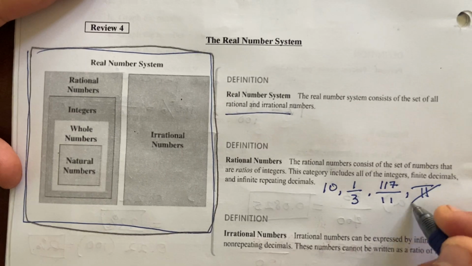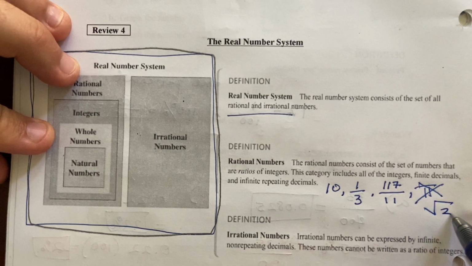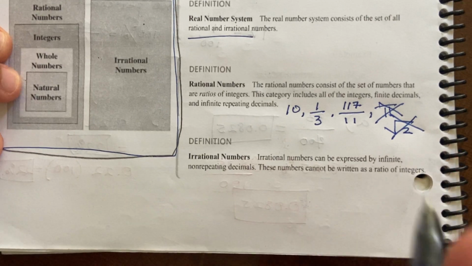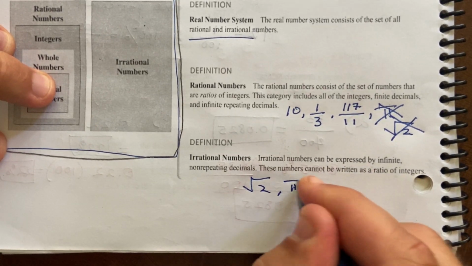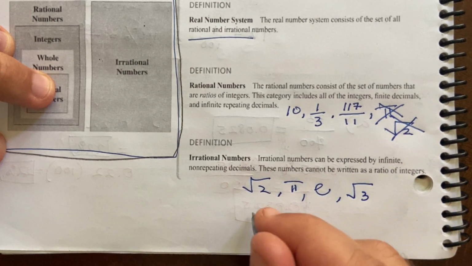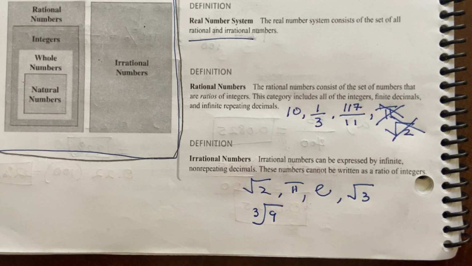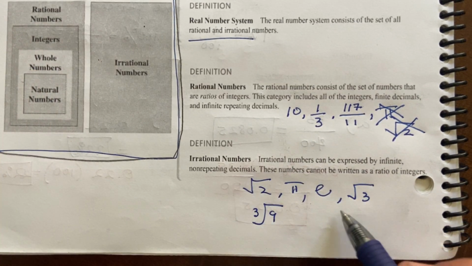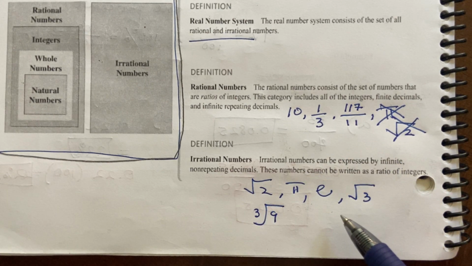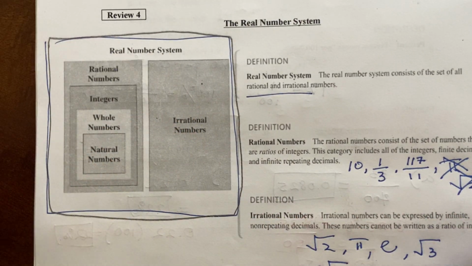Pi is not. That special number pi is not a rational number. Root 2 is not rational. So those types of numbers, root 2, pi, Euler's number, root 3, cube root of 9, stuff like this, still real, but you cannot find a ratio of numbers to represent pi, so it's not rational. These two systems together represent the real numbers.